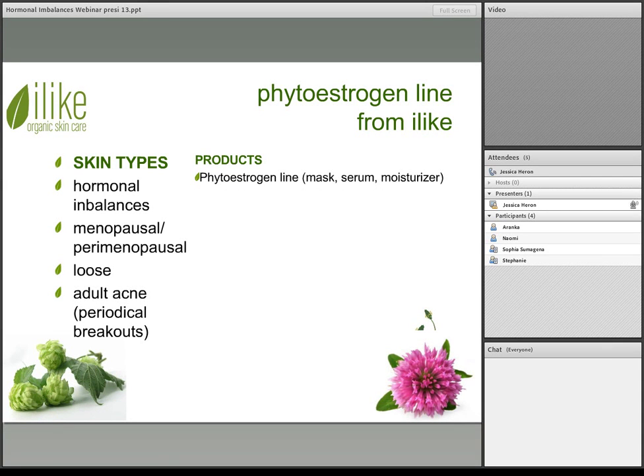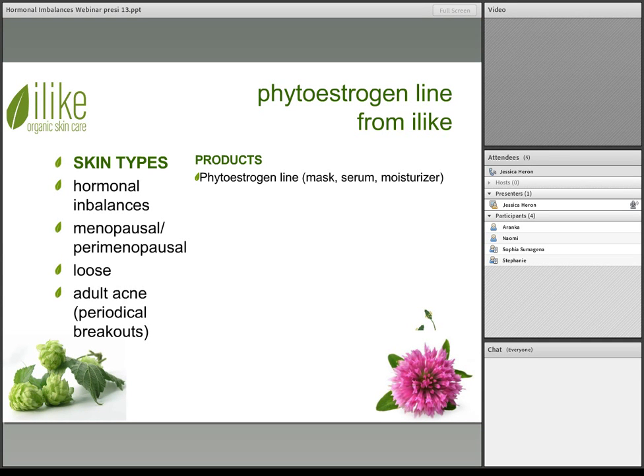So the products would include our phytoestrogen line, which would be 3 products that are in that phytoestrogen family. We're going to list other products that are associated with the phytoestrogen category that may not have phytoestrogen in their title, but these will be the products that you will be able to know that have a plant's estrogen content in them. Even though they don't say phytoestrogen mask or serum or moisturizer, etc., you will be able to take note of these products that contain the plant or the phytoestrogens.